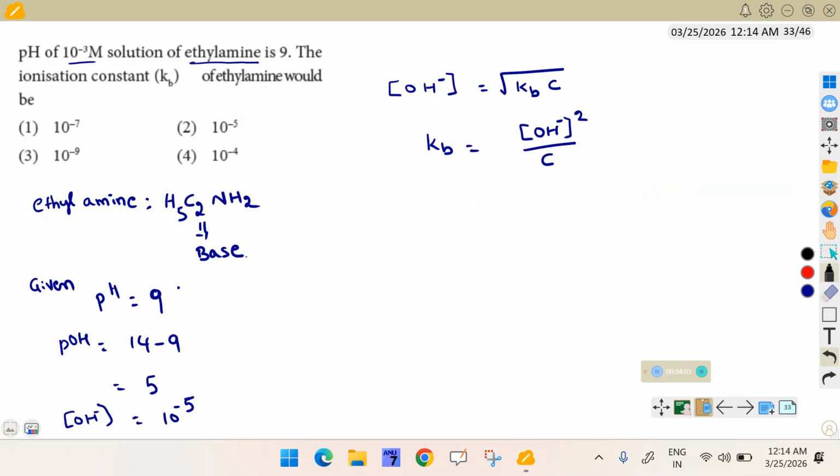The pH of 10 power minus 3 molar solution of ethylamine. Ethylamine is a base. pH value is given as 9. For a base, you can calculate the pOH value. 14 minus 9 is equal to 5. pOH is equal to 5. Then the OH minus ion concentration is 10 power minus 5.